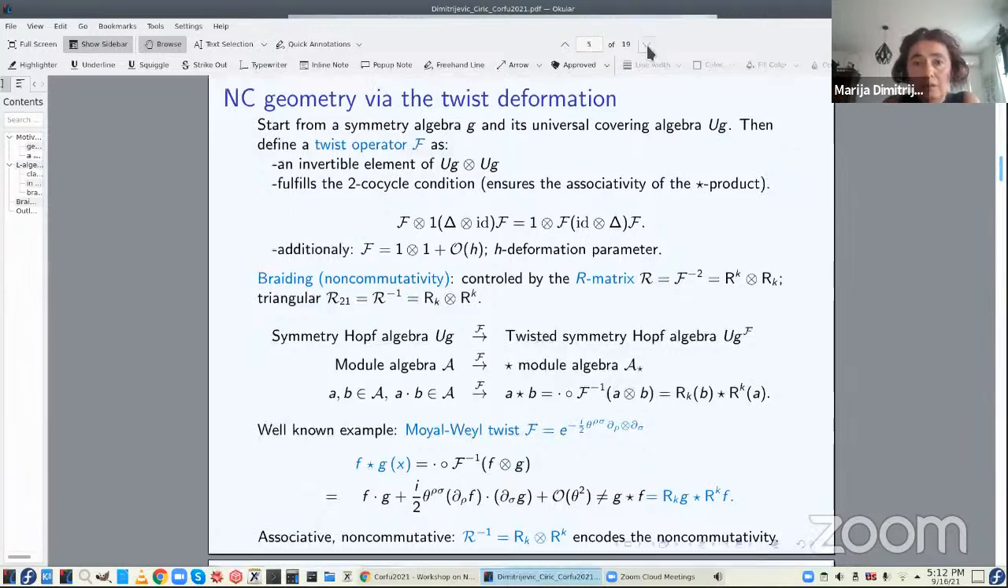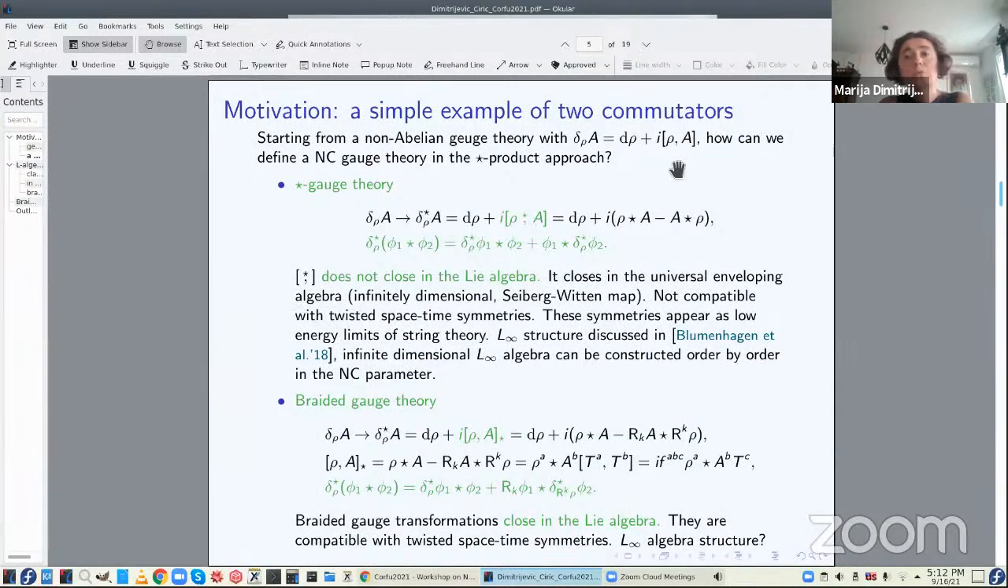Now concerning this motivating example of two commutators, as I called it. Once we have the star product, or we know how to deform module algebras, we introduce the full concept of differential geometry and so on. One might wonder, how do we deform gauge theory? So we start with a non-abelian classical gauge theory. This is the gauge field, the transformation law of the gauge field. The rho is the gauge parameter, and it's some arbitrary non-abelian gauge symmetry. How do we transform this to this star product approach?